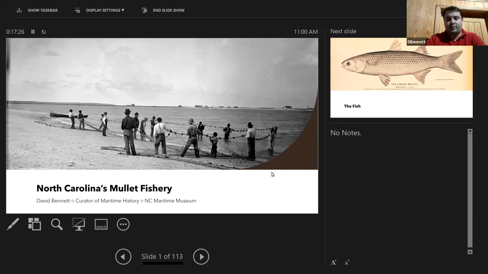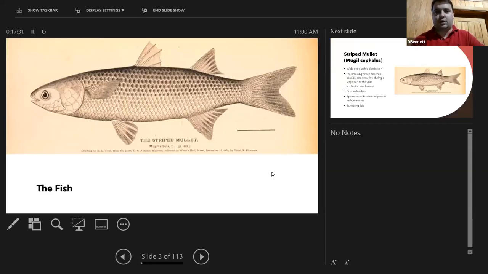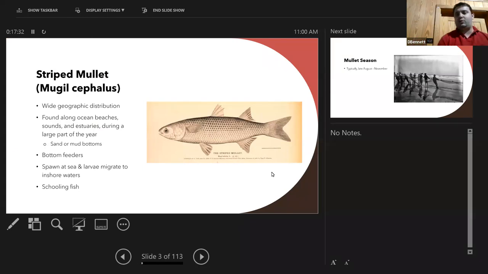I'm going to talk about the historic mullet fishery. Let's start off by talking about the striped mullet or the jumping mullet. It has a wide geographic distribution throughout the world. It's not just the East Coast of the United States. Typically it's found close to ocean beaches and within the sounds and estuaries, particularly here in North Carolina. You can easily find these fish for a large portion of the year, and they tend to like sandy or muddy bottoms.